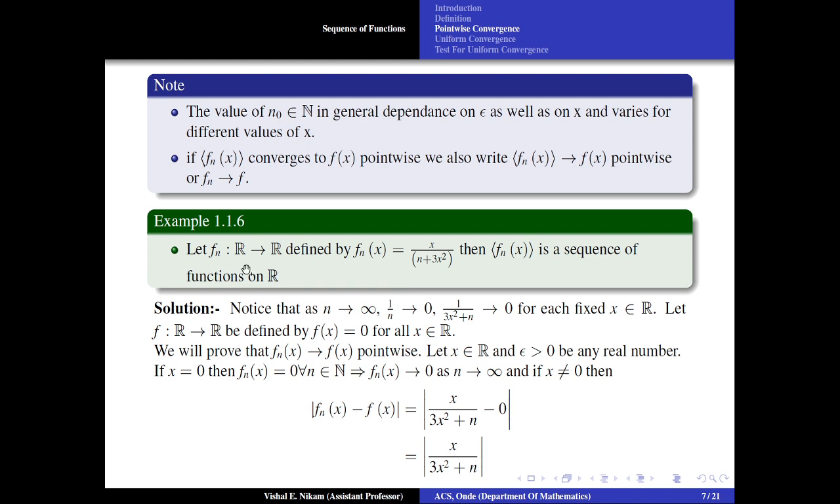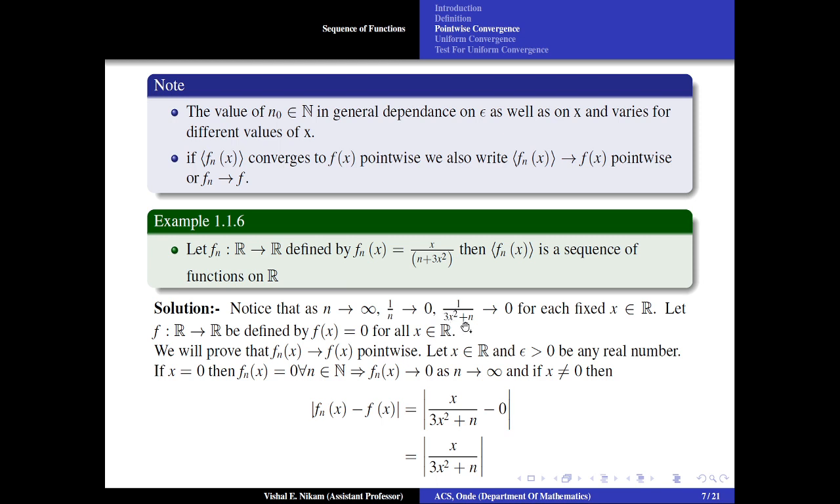So this is the first example, defined from R to R by f_n(x) = x/n + 3x². This is a sequence of functions, so let us check whether it has pointwise convergence or not. We know that 1/n tends to 0 as n tends to infinity.